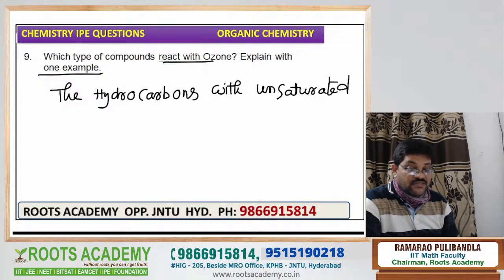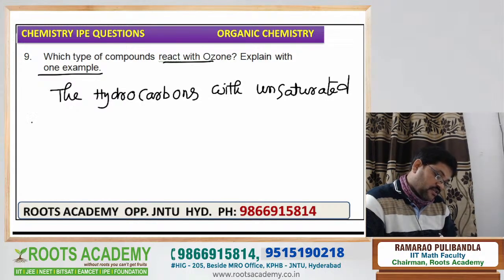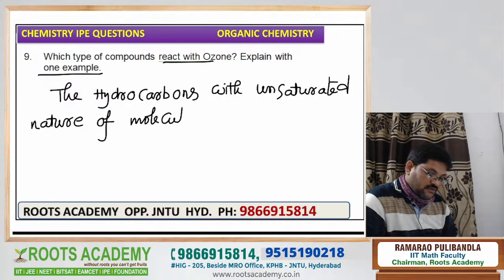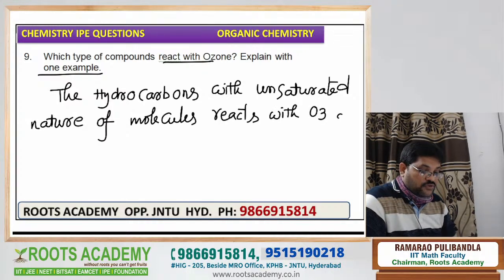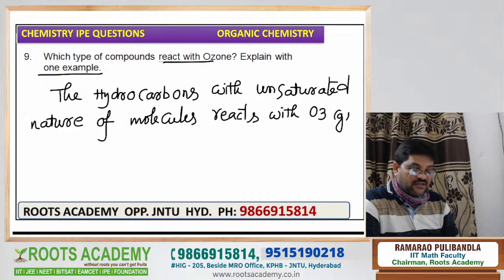The hydrocarbons with the unsaturated nature of the molecules react with ozone gas. Understood what I am saying? Yes. Why? Because ozone gas easily attacks the double bond. In the double bond, the pi bond itself is a weak bond. Understood what I am saying?